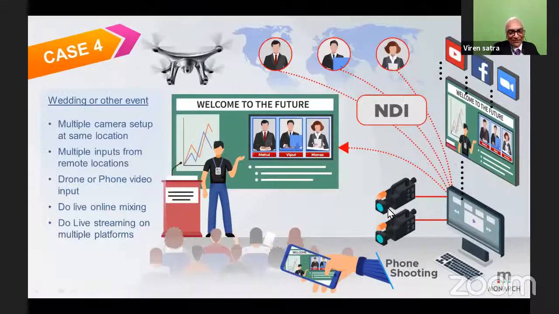You can use a physical camera, you can use mobile or drone, and you can use multi-location, multi-guest. All can become NDI. We can do switching between NDI and real camera also. We can do switching to YouTube, Facebook, Zoom simultaneously. And this is exactly the new technology that we have.